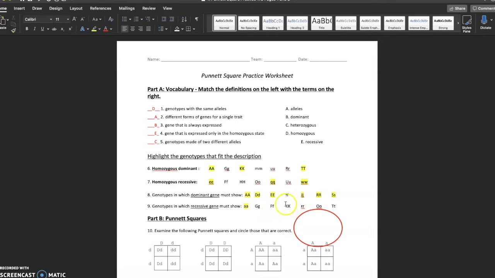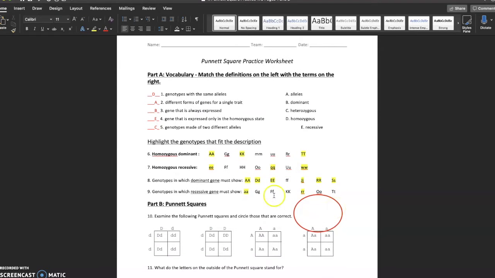Same for this one. This one has 2 copies of the dominant allele, so it is out. But this one, 2 copies of the recessive allele, finally gets a chance to shine. These 2 are both hybrids with 1 copy of the dominant allele, so that recessive allele will not show. So for number 9, just these 2 match that description.